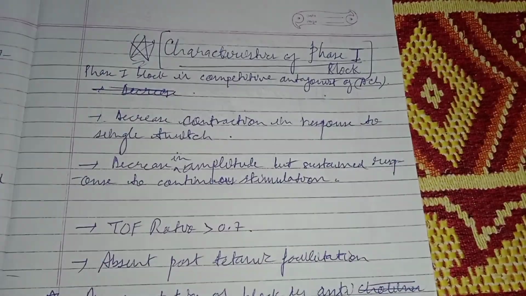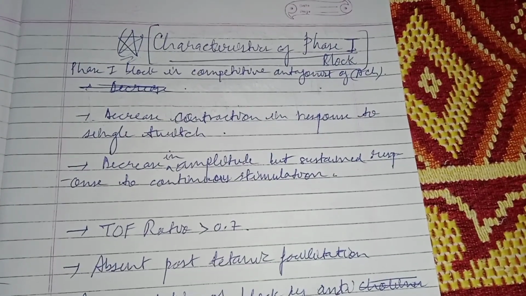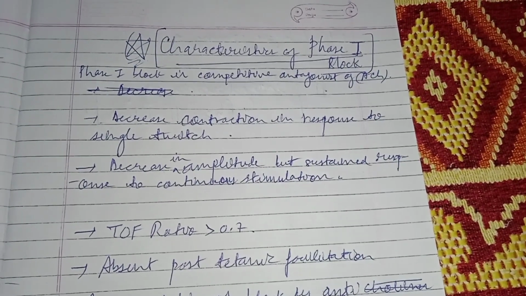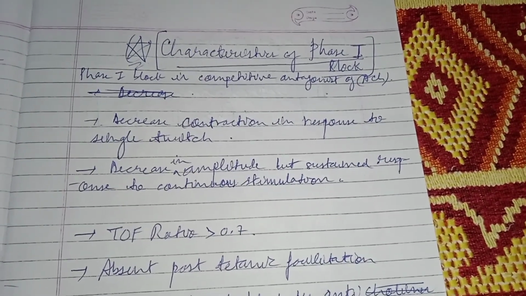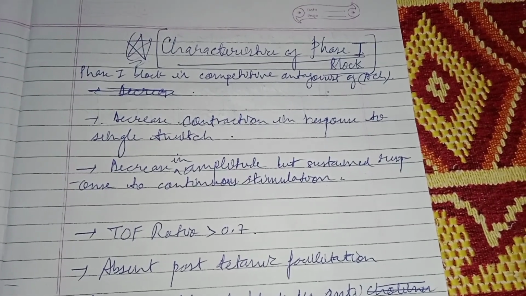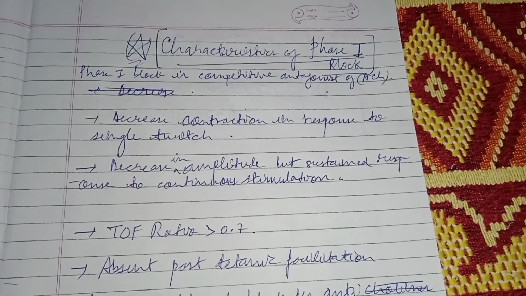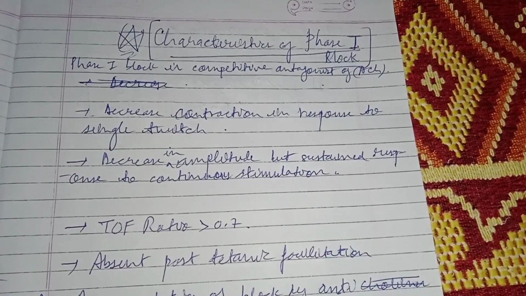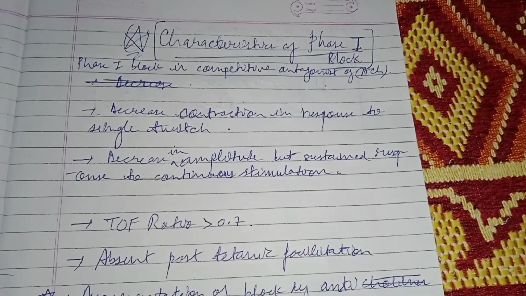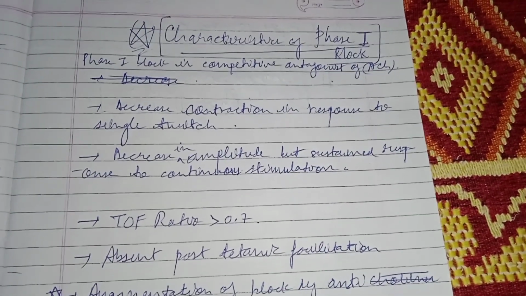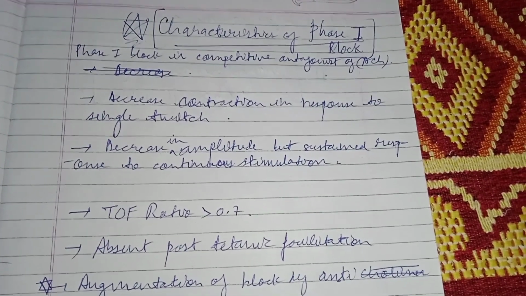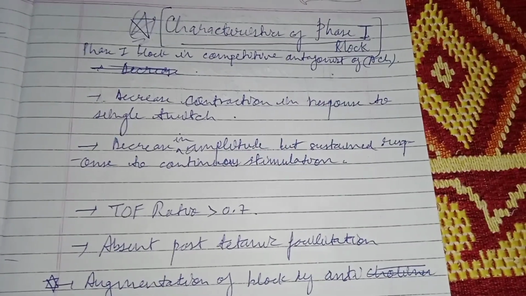Let's look at the characteristics of the phase 1 block. As I mentioned earlier, phase 1 block is a competitive antagonist of acetylcholine. So there is decreased contraction in response to a single twitch. There is a decrease in amplitude but a sustained response to continuous stimulation. There is absent post-tetanic facilitation and the TOF ratio is greater than 0.7.